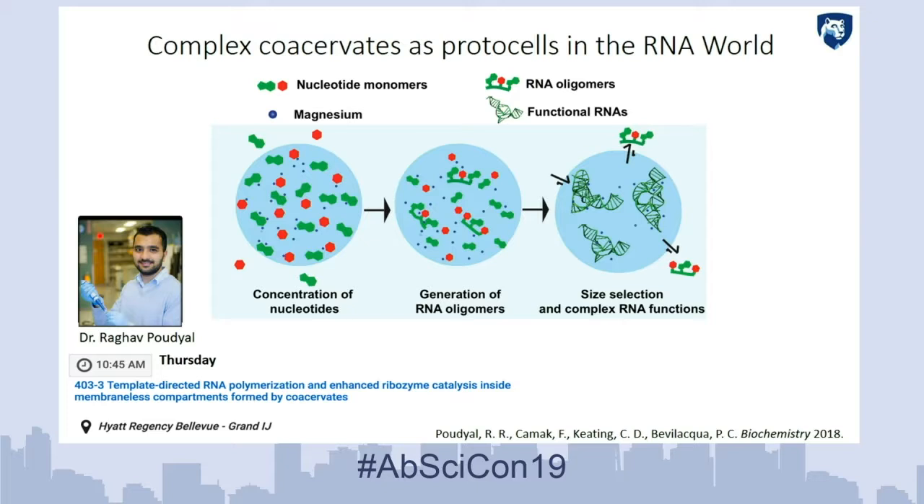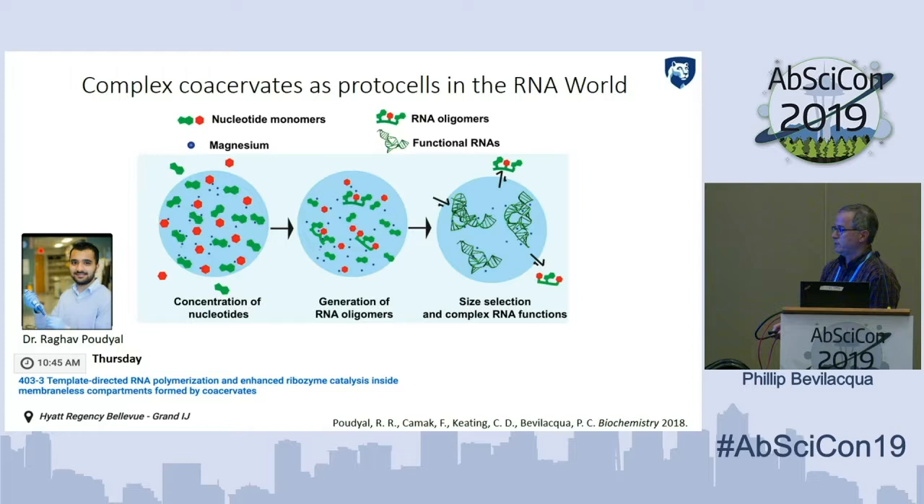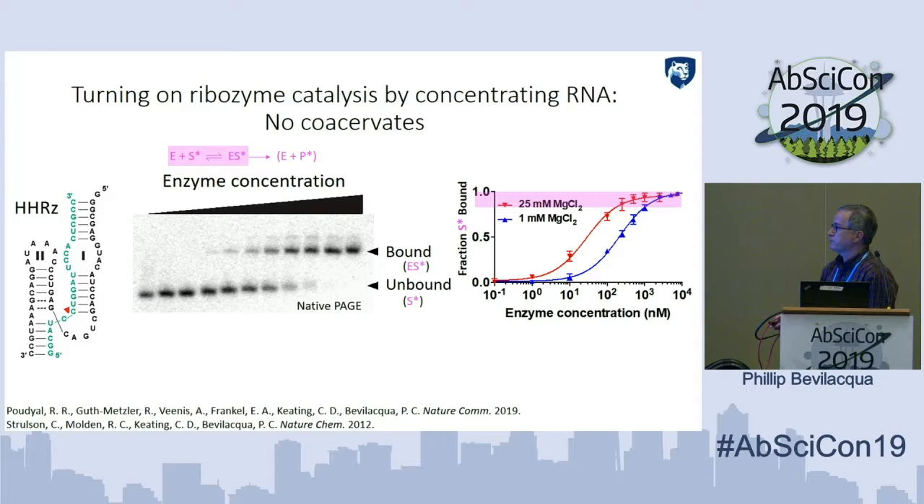And I just want to point out that much of the work I'm going to talk about today is the work of a postdoc in our lab, Dr. Raghav Padayal, and he will be speaking on Thursday on template-directed RNA polymerization and enhanced ribozyme catalysis inside of membrane compartments formed by coacervates. So we're going to use ribozymes in order to look at function inside of complex coacervates as models for protocells. One of the reasons to look at ribozymes is we're interested in whether or not RNA can fold into a functional form inside of these coacervates. And ribozymes are ideal for that because they reveal their folding through self-cleavage and their enzymatic activity. Plus, RNA activity and reactions are of intrinsic interest to the RNA world scenario.